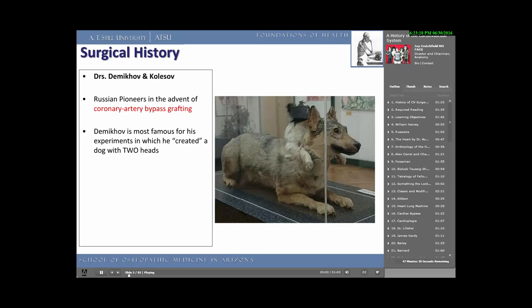It was a couple of crazy Russian scientists that helped us to understand better the circulatory system of the human body by doing some really macabre experiments. Here we see an example of some of those experiments.